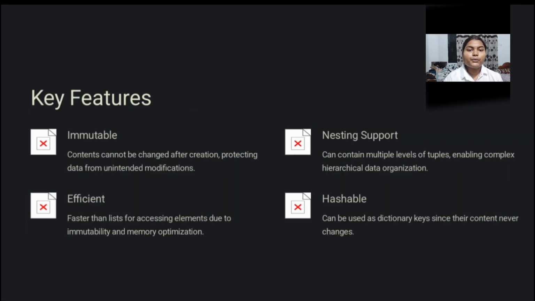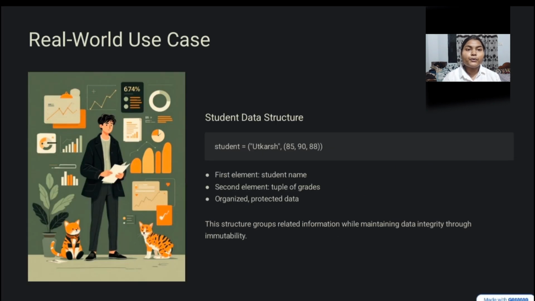Now let's move on to key features of nested tuples. First is immutable. Data cannot be changed accidentally. Second, nesting support, it can have multiple levels of tuples. Third, efficient, faster access and optimized memory usage compared to lists. Fourth is hashable. Because they are immutable, tuples can be used as dictionary keys. Now let's move on to the next slide, that is real world use case.